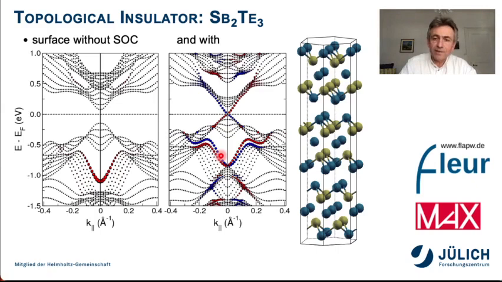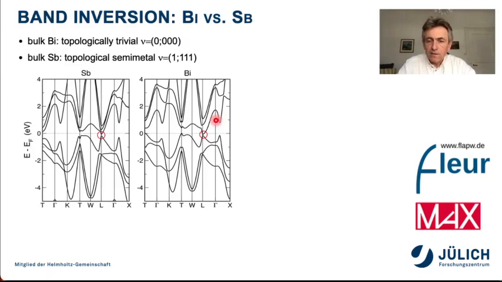But these other states that appear here come due to a band inversion caused by the spin orbit coupling. And you can also calculate this band inversion in your DFT calculation.